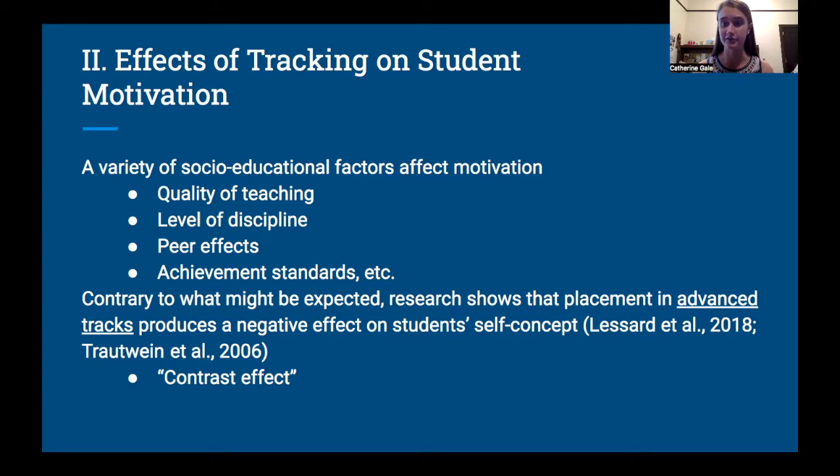For higher track students, this means that high ability students are comparing themselves to other high ability students, maybe for the first time, and their perceived competence in the subject decreases because they're comparing themselves to other students who tend to do very well. Whereas lower track students are comparing themselves to same ability peers rather than their high ability classmates, and so they actually experience higher levels of self-concept and perceived levels of competence.